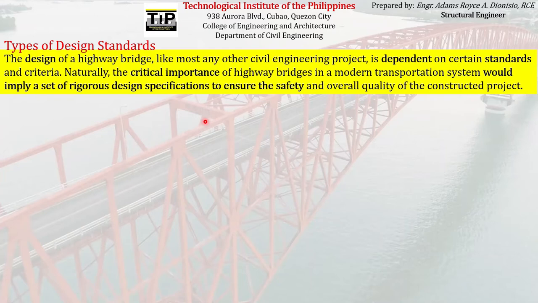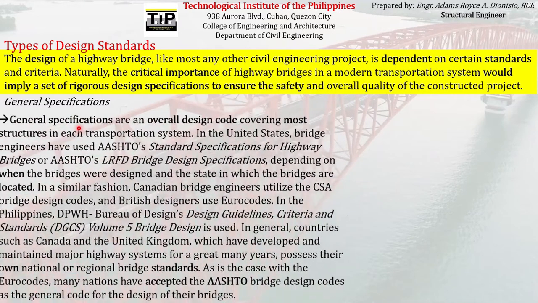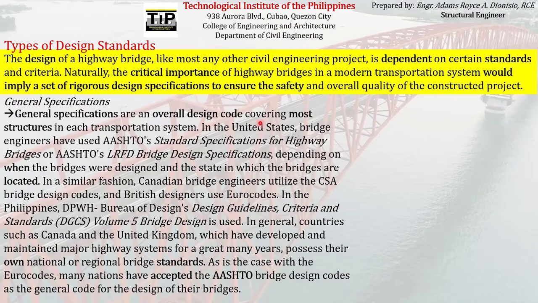So there are actually two types of design standards that we will study in this discussion. The first is the general specifications. General specifications are an overall design code covering most structures in each transportation system. So when we say general specification, these are actually a set of instructions or specifications that are usually used to guide the design and construction of a particular transportation system. So these are actually just a set of guidelines to ensure that safety and overall quality will be met in a particular design of a transportation system.